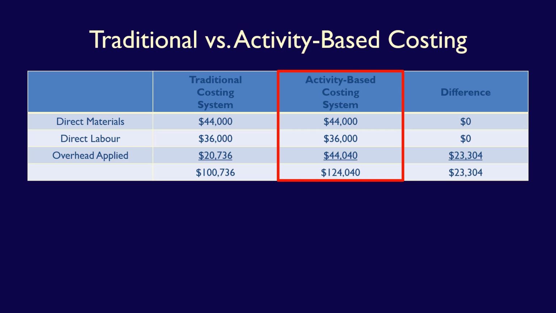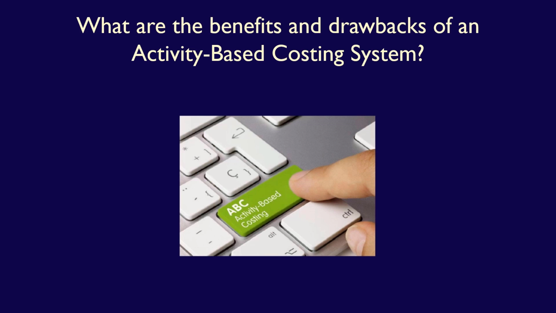With better costing, organizations can determine more accurate selling prices so that they can cover all their costs plus earn a profit. So, what are the benefits and drawbacks of an activity-based costing system? Well, that's a topic for a future video.